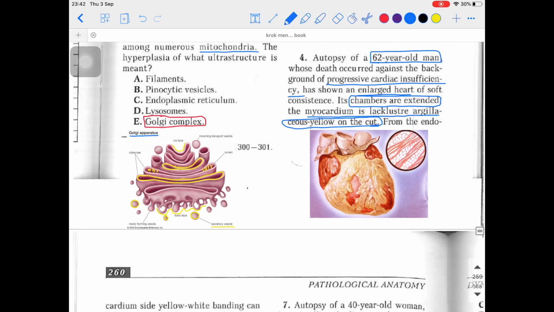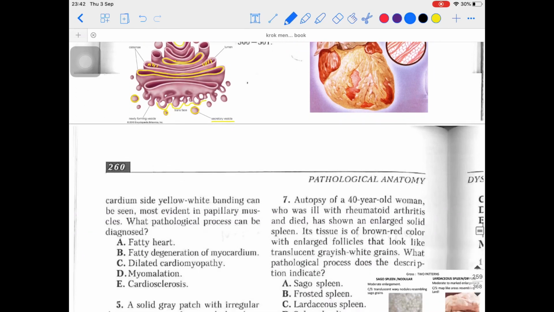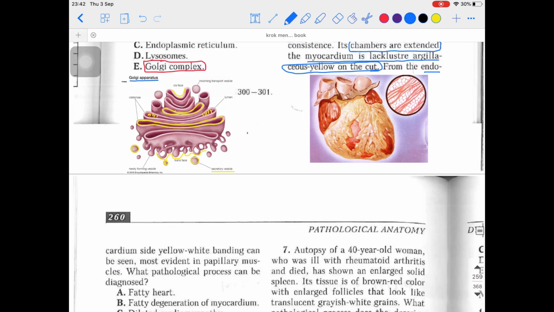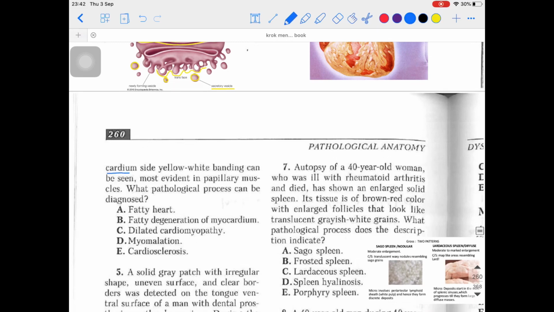Yellow means what? Some kind of fat can be there, right? From the endocardium side, yellow white banding can be seen. Very important. And most evident where? In the papillary muscles. Typical findings of the tiger heart they are giving you.